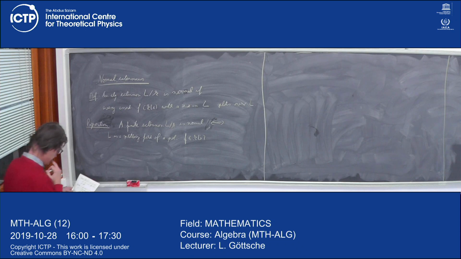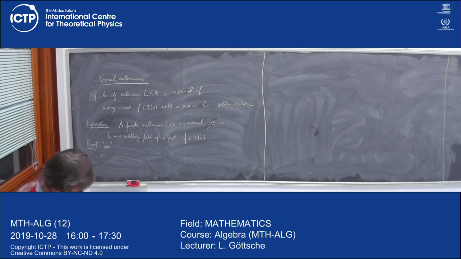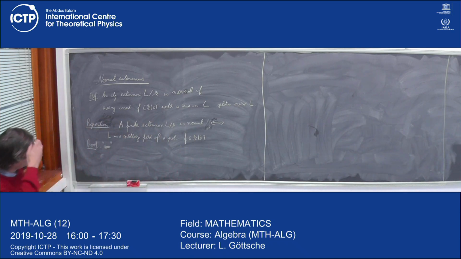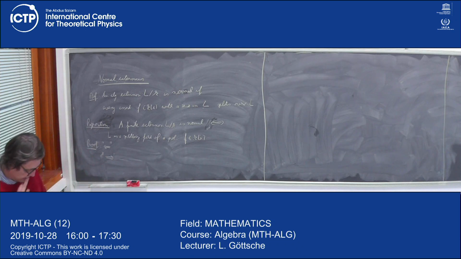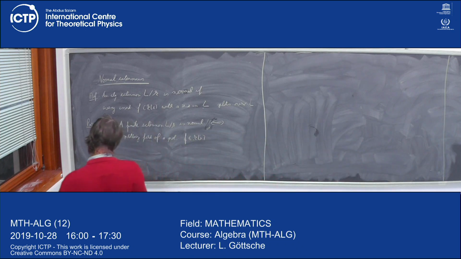Okay, so we had proven the difficult direction. This was done using this result about extensions of field isomorphisms to splitting fields, and now we want to show also the other direction, which is easier. So assume we have a finite normal extension.